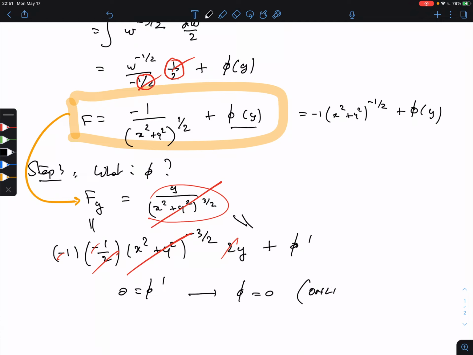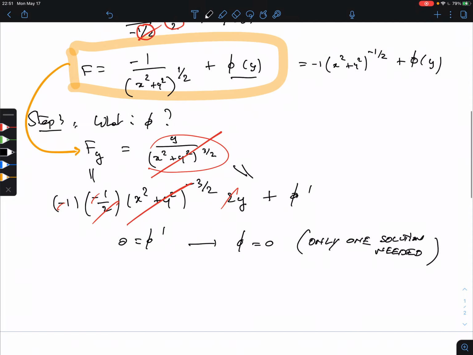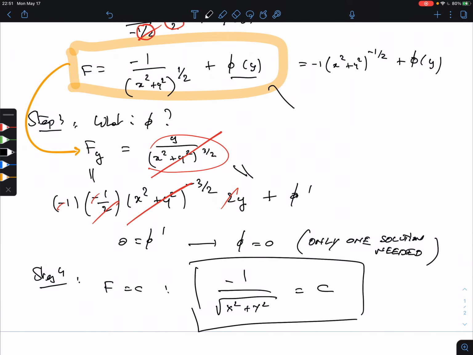Only one solution we need. So that's why I can take whatever I want. Of course, the general solution would be a constant. So, conclusion, step 4. The solution to this problem is this f. Now we put this f equal to c. F equals c, so in this case that would be minus 1 over the square root of x squared plus y squared equals c, where c is a constant.